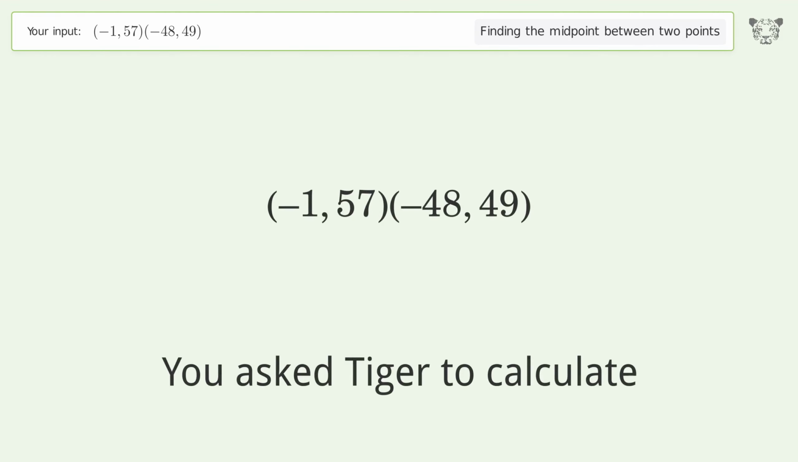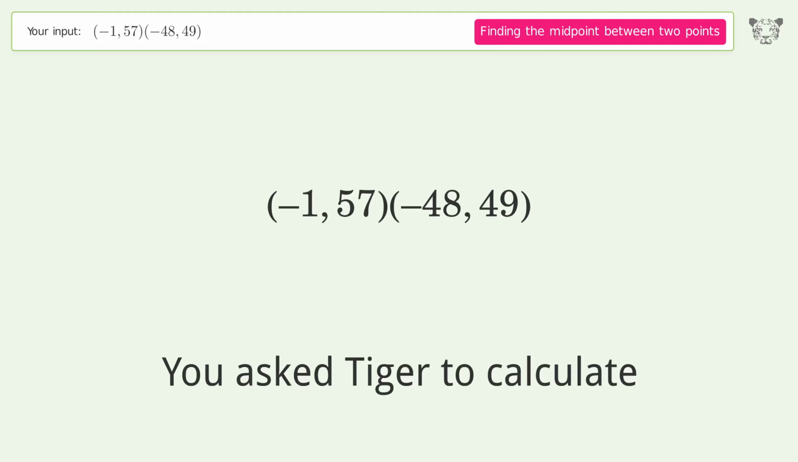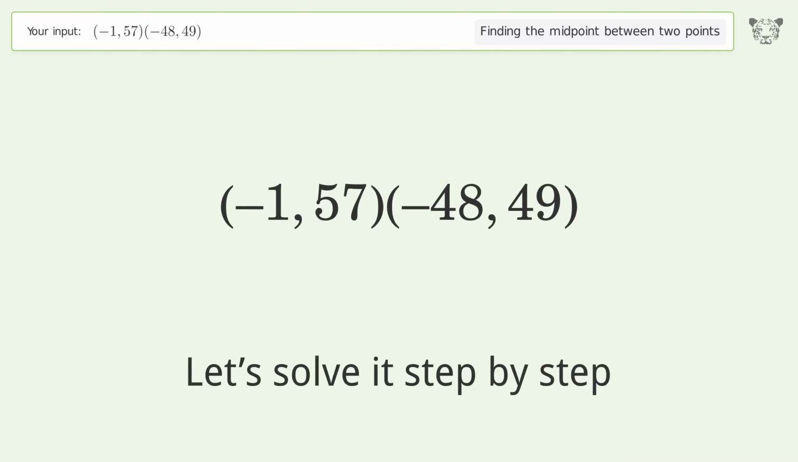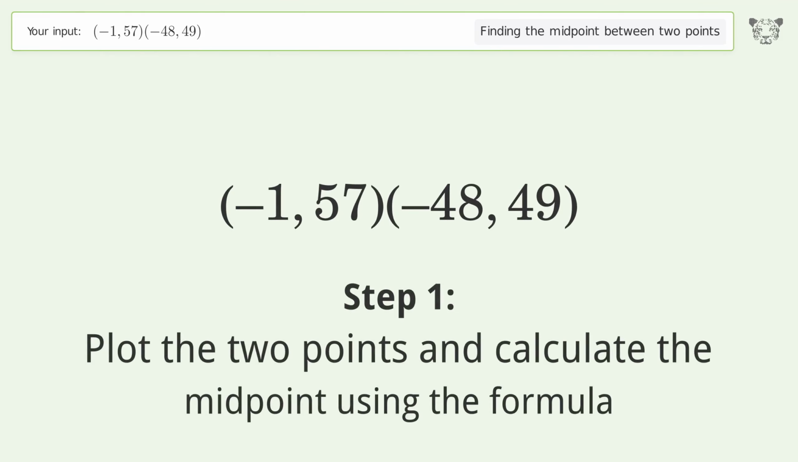You ask Tiger to calculate. This deals with finding the midpoint between 2 points. The midpoint between the 2 points is negative 24.5, 53. Let's solve it step by step. Plot the 2 points and calculate the midpoint using the formula.